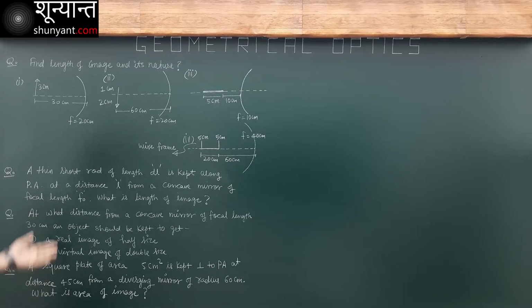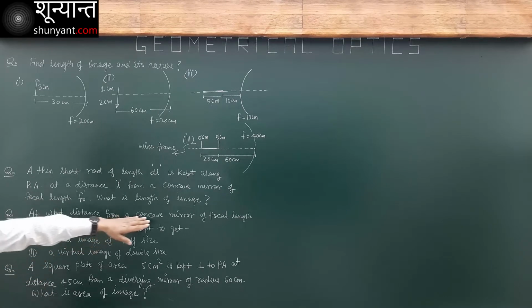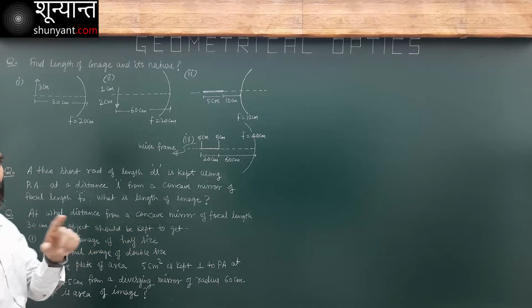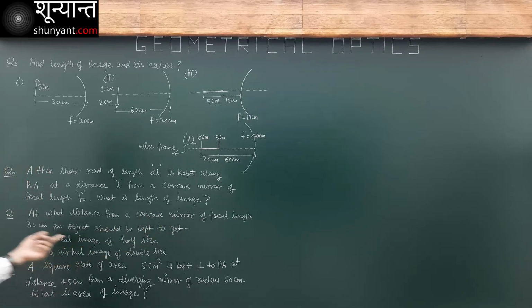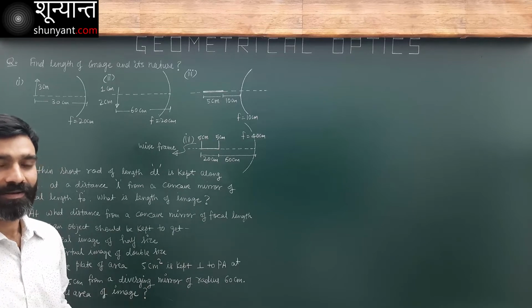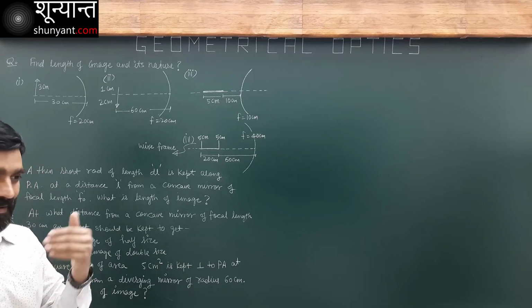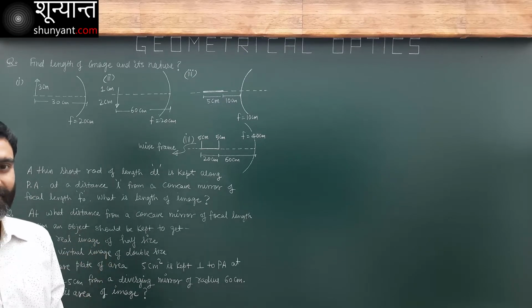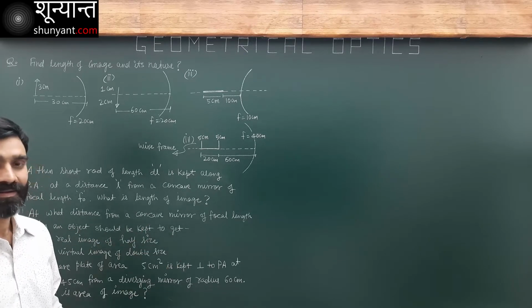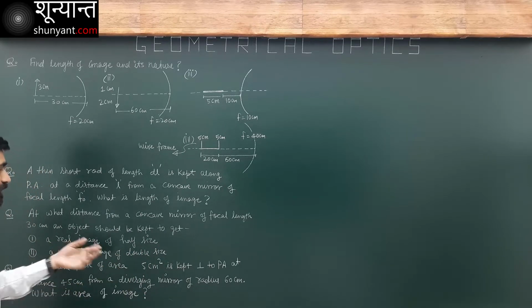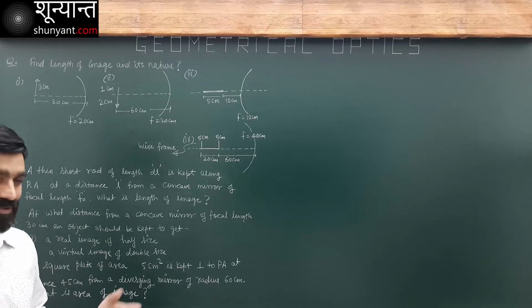And then these two general numerical problems. At what distance from a concave mirror of focal length 30 centimeter should an object be kept? I have one concave mirror, focal length 30 centimeter. Where should I keep the object if I want a real image of half size? Where should I keep the object if I want a virtual image of double size?